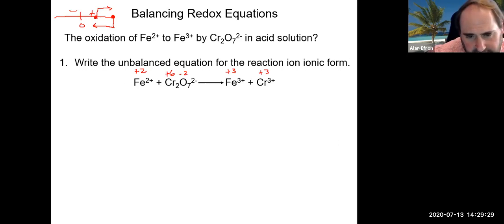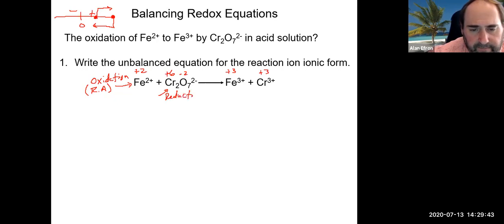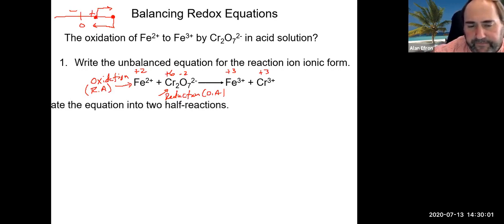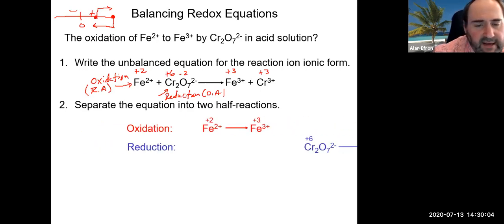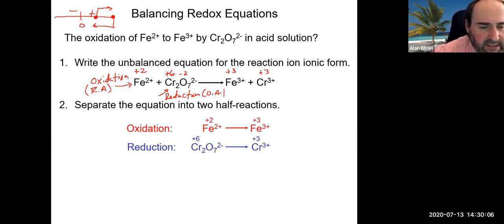Since this guy is going through oxidation, that means that this guy will be our reducing agent, while this guy is going through reduction, which means that will be our oxidizing agent in this case. So basically, once you have this reaction in its unbalanced form, the first thing that you really want to do is split the reaction into its 2 half reactions. So you want to split it into its oxidation half reaction and its reduction half reaction, just like that.